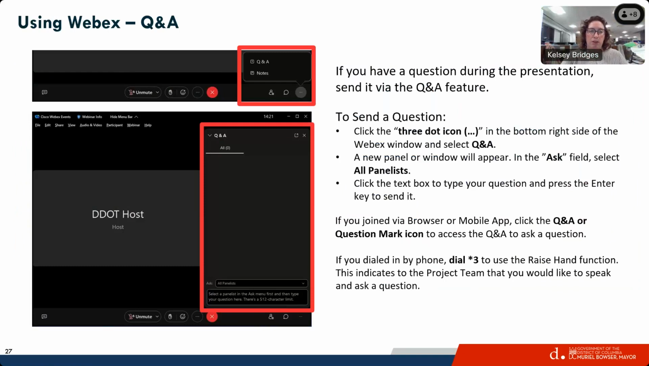As a reminder, if you want to add comments into the Q&A, click the three-dot icon in the bottom right side of the WebEx window and select Q&A, and the panel will pop up in an Ask field and select all panelists. You can also add comments to the chat if that's easier for you, or raise your hand and we can select. I'll leave it here for one moment in case anyone needs to do that, and then I'm going to advance to the next slide, which just has some information about the current meeting, but also the special public space committee hearing, and then my email contact. So go ahead and advance.